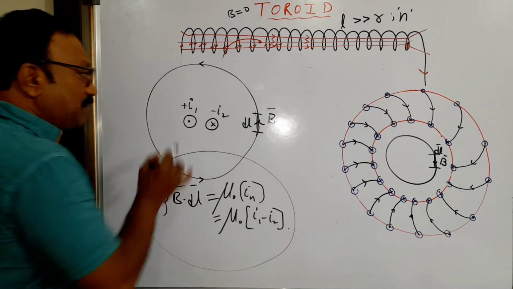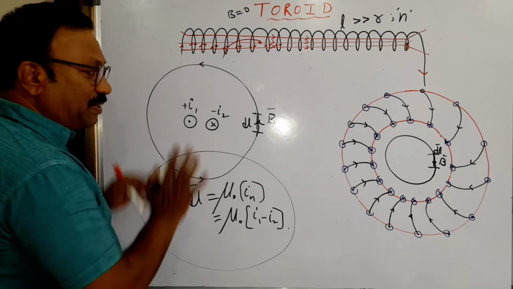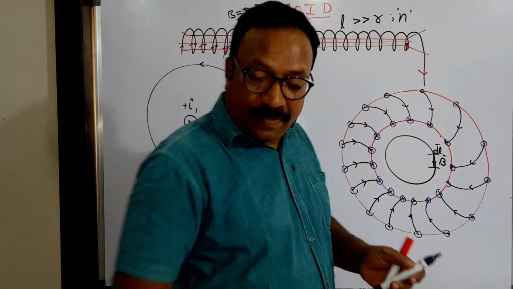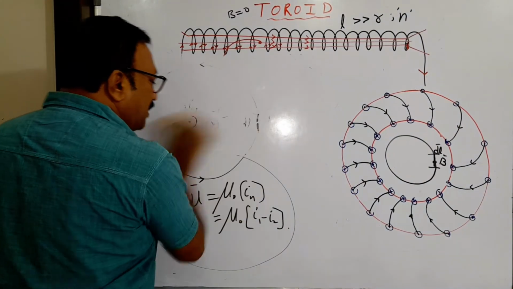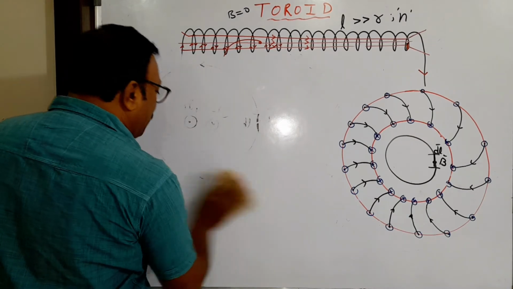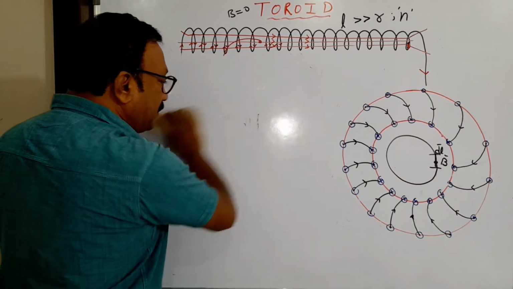Why did I apply this? Because I have more than one current. I am explaining this. Now coming here, I will erase this now. I just explained how to apply Ampere's circuital law when you have more than one current.